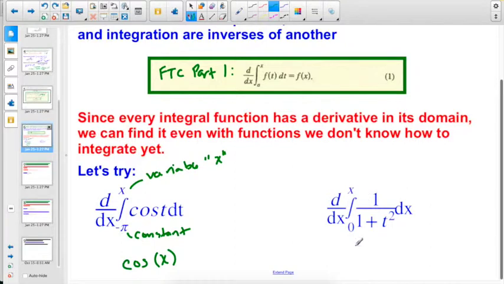And likewise, same pattern here. We've got a constant down here for the lower bound. We've got the variable x. And so this is a function. Now, the cosine of t, you probably would be able to find the antiderivative for, but 1 over 1 plus t squared, we won't know how to find the antiderivative of that until the next chapter. But since all we're being asked to do is find the antiderivative and then take the derivative of that, we know we end up right back where we started. So we know that this is just 1 over 1 plus x squared.